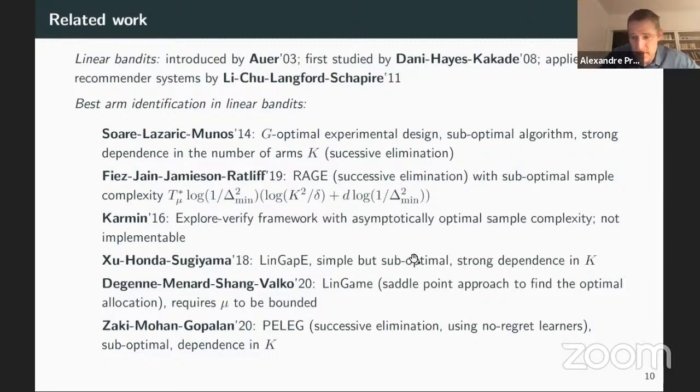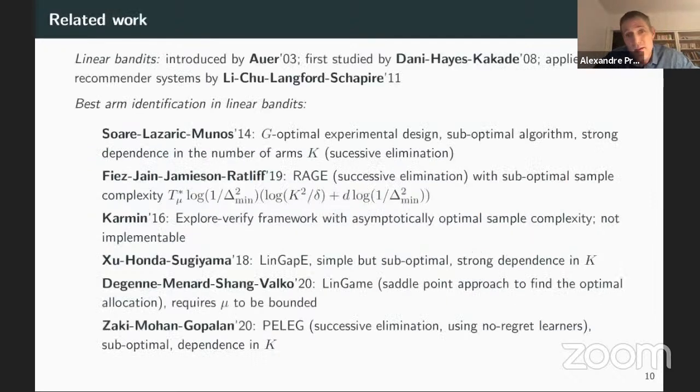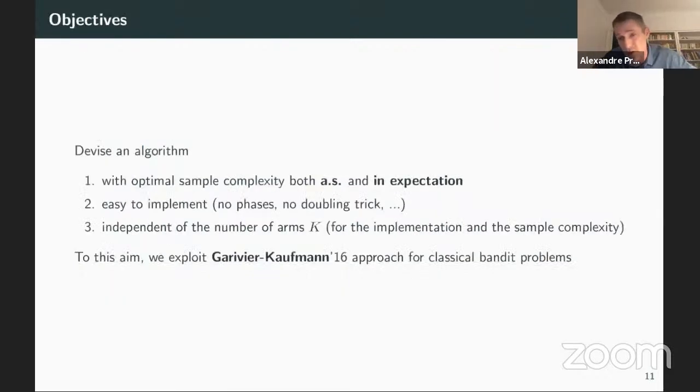All right. So what we wish to achieve is to devise an algorithm that has an optimal sample complexity, both almost surely and in expectation. Most of the analysis in the related work concerns high probability guarantees, but not expectation. Having guarantees in expectation is more difficult to achieve, and it's also necessary because, as I will show, the sample complexity lower bounds that we have are in expectation and not with high probability.